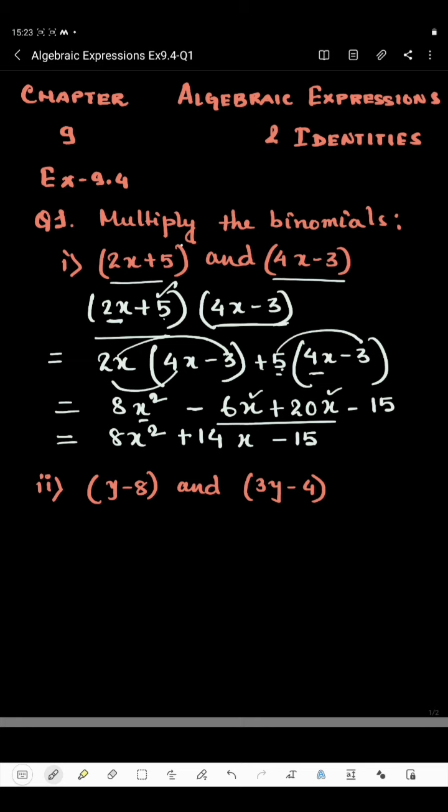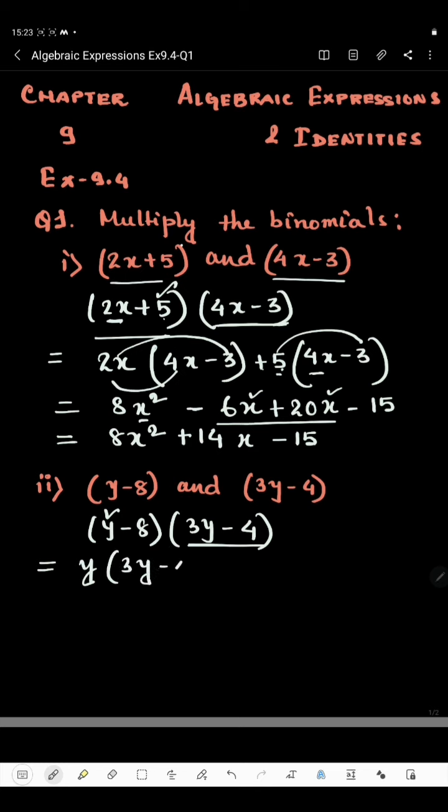Now coming to the second part. Here we have to multiply y minus 8 by 3y minus 4. The step for multiplying binomials is to take the first term of the first expression, which is y, and multiply it by the second expression, 3y minus 4. Now we take the second term of the first expression, which is 8 with a negative sign, so we put minus 8, and write the second expression again, 3y minus 4. Now we will multiply.